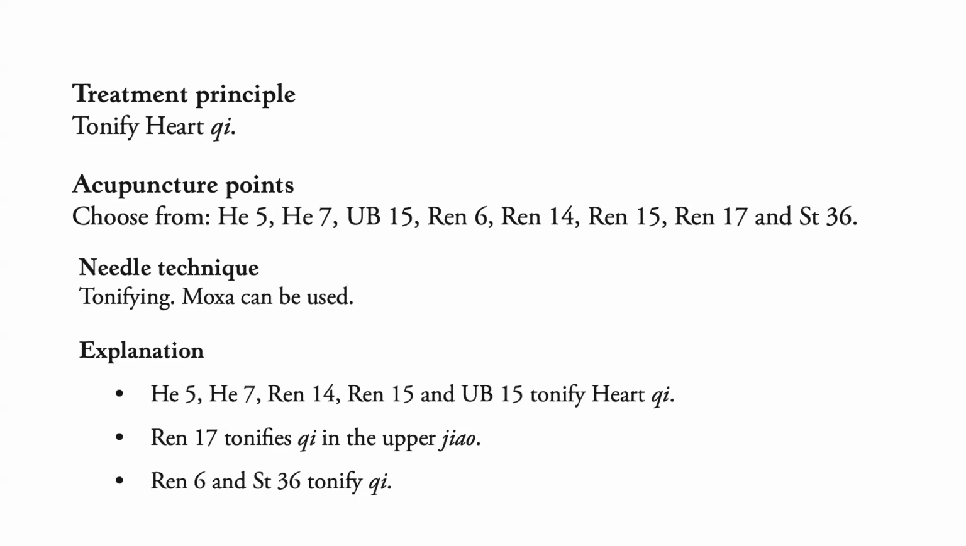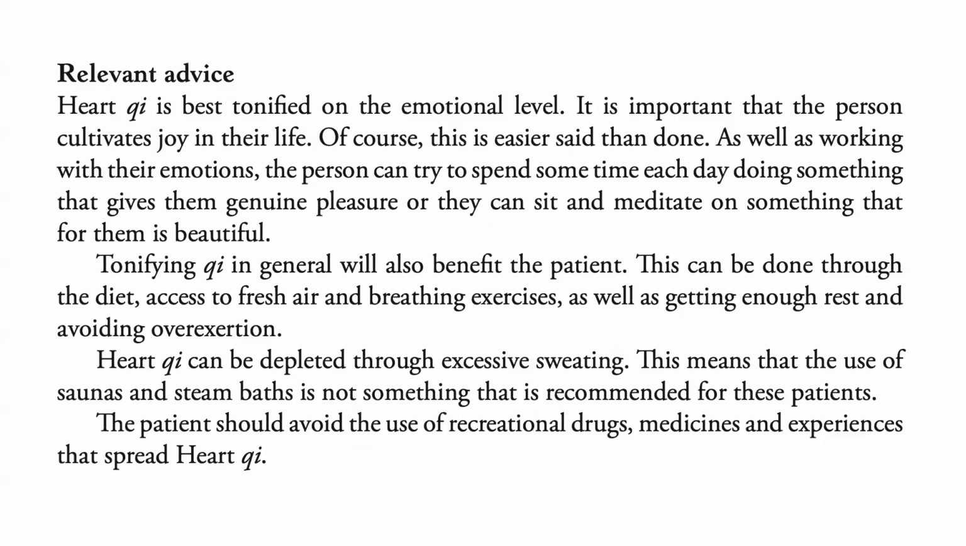The treatment principle is to tonify the heart qi. The acupuncture points to be used are Heart 5, Heart 7, UB15, REN 6, REN 14, REN 15, REN 17, and Stomach 36. The needling technique is tonifying and moxa can be used. The explanation for the points is that Heart 5, Heart 7, REN 14, REN 15, and UB15 tonify heart qi. REN 17 tonifies qi in the upper jiao, and REN 6 and Stomach 36 tonify qi.